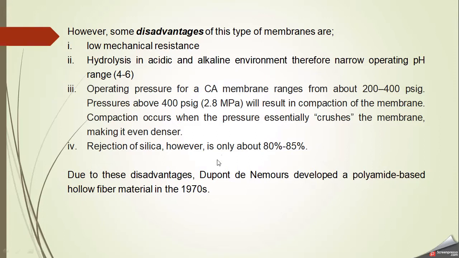Another important disadvantage is rejection of silica, and it has 80 to 85% rejection capacity of silica. Nowadays in good industrial plants where boilers are operating at high temperature and pressure, we need purified water, and the presence of silica may not be a good thing. That's why this disadvantage makes these types of membranes less used. Due to these disadvantages, DuPont de Nemours, a company, developed a polyamide based hollow fiber material in the 1970s.